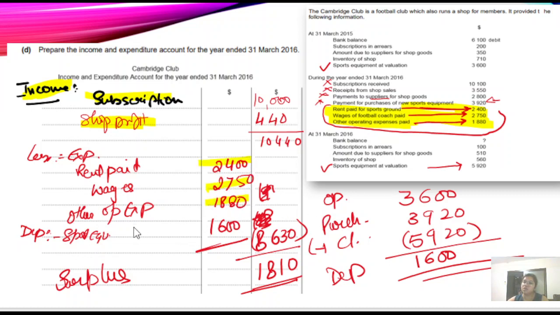Then depreciation: how are you going to calculate it? The opening value of that equipment is 3600, and then you have to deduct the closing value, that is 5920, and whatever purchase you made, you have to add it. Then this is your depreciation value, which you record here. Then add all these four values, so your total expenditure is 8630. Now from your income, deduct all your expenditure, and if you're getting a positive value, it means there is a surplus. If there is a negative value, it means there is a deficit.